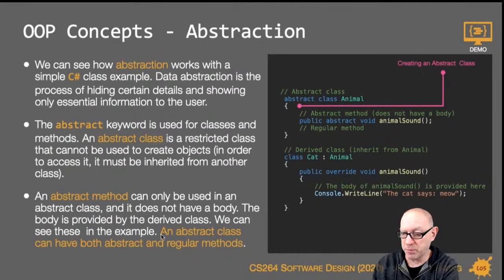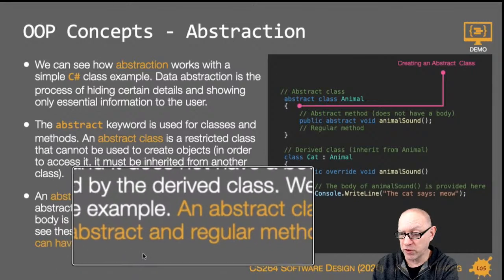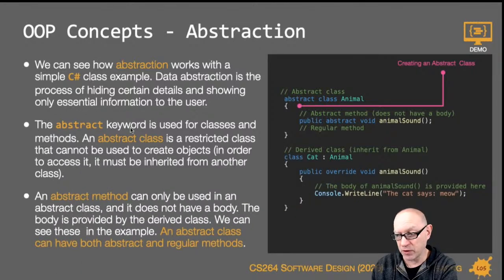But the main point you should know is that an abstract class can have both abstract and regular methods. You don't just have to have abstract methods. So you can call the method that's not an abstract method as well. It's really important that you understand this. So let's have a look.